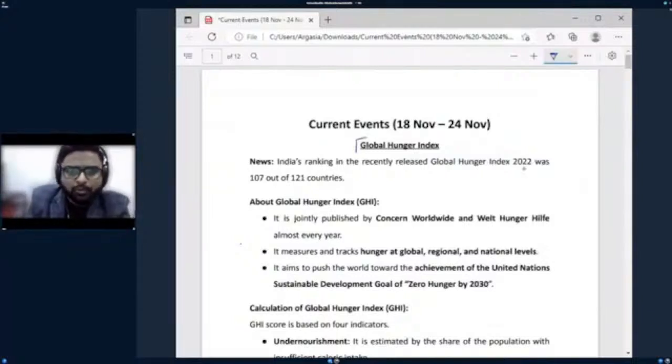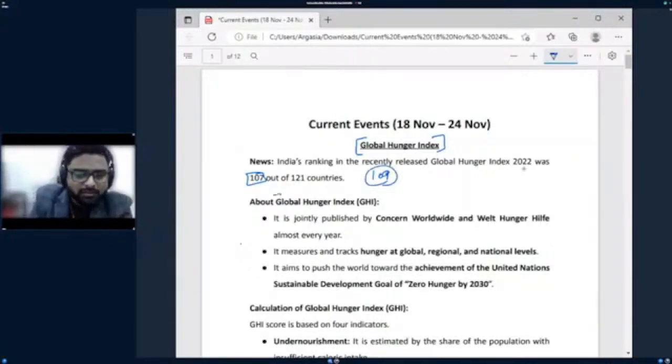So the report was published, Global Hunger Index. Whatever we have studied is the background. In that background, understand this. The Global Hunger Index, India's ranking has been declining to 107. It is worse than all the countries in South Asia except Afghanistan. Afghanistan is 109. We are 107. बाकी सारी countries are better than us. And Sri Lanka, I believe, is the best one.